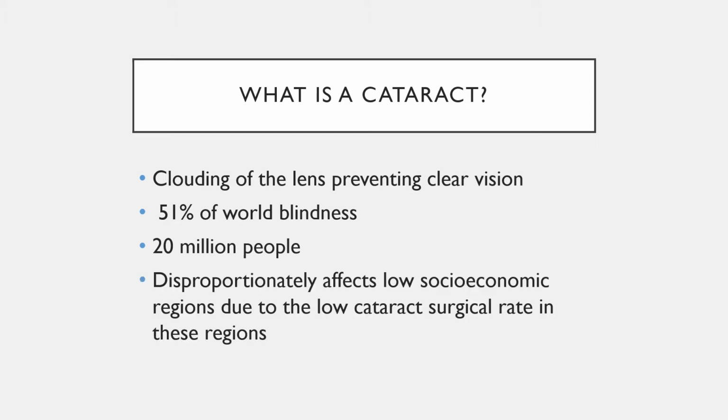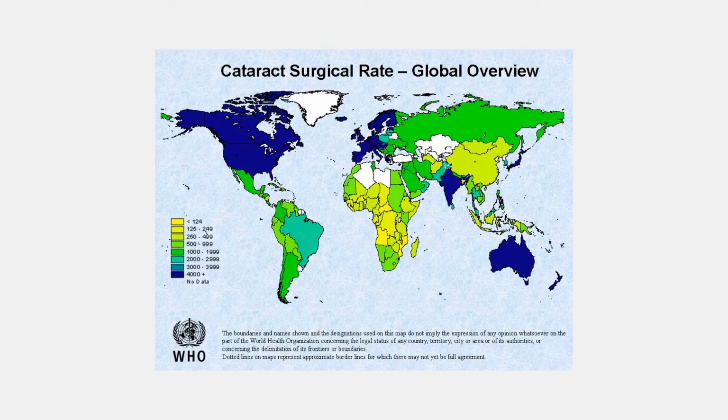And the key thing is that this disproportionately affects lower socioeconomic regions because of the access to cataract surgeries in these countries. This can be seen in the above diagram, where you can see that across the world, the highest rates of cataract surgeries in dark blue are found in North America, Northern Europe and the UK, and also Australia and New Zealand. And the other areas across the globe have a much lower rate of cataract surgery despite housing a larger proportion of the world's population.